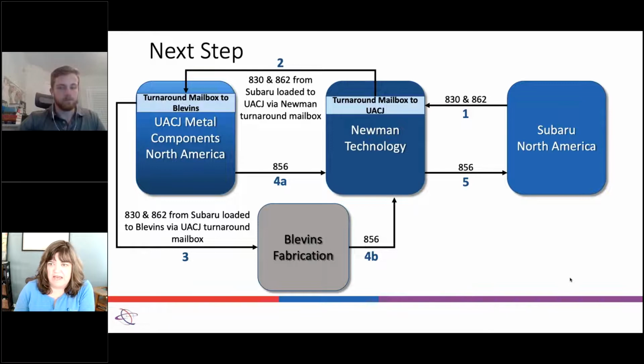Okay, great. Now I have a few more questions. Actually, is the UACJ 856 back to Newman using the Subaru 856 template, or is it just the standard Plex version 4010 template? I believe it is the standard Plex version. I would honestly have to confirm that. Okay, no problem. Let's see. Are you using subcontract EDI configuration? Currently, no.